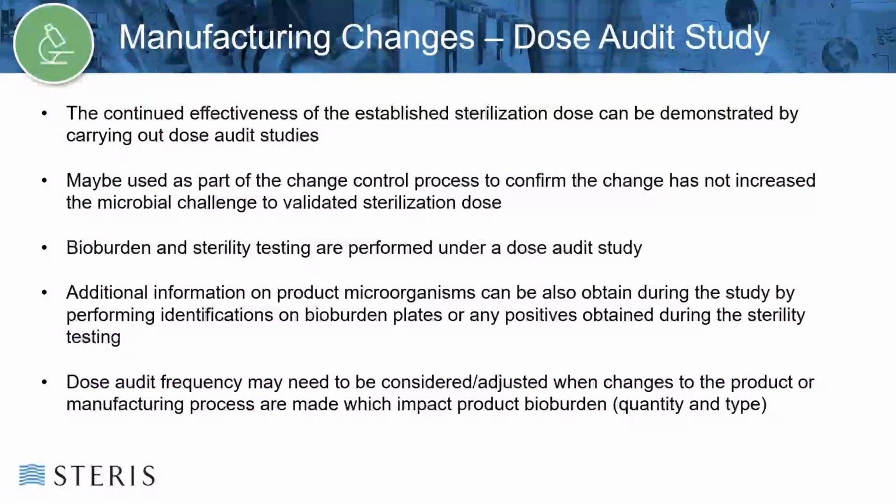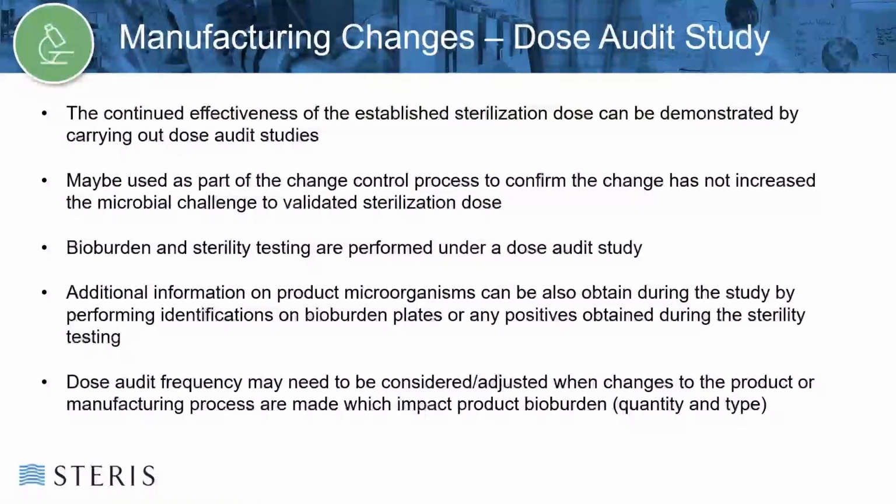validated sterilization dose. As bioburden and sterility testing are performed under dose audit study, additional useful information on product microorganisms can also be maintained or obtained by performing identifications on bioburden plates or any positives obtained during sterility testing. The frequency at which dose audits are performed may need to be considered or adjusted when changes to the product or manufacturing process are made, which impact product bioburden, the quantities and types of microorganisms present on the product.